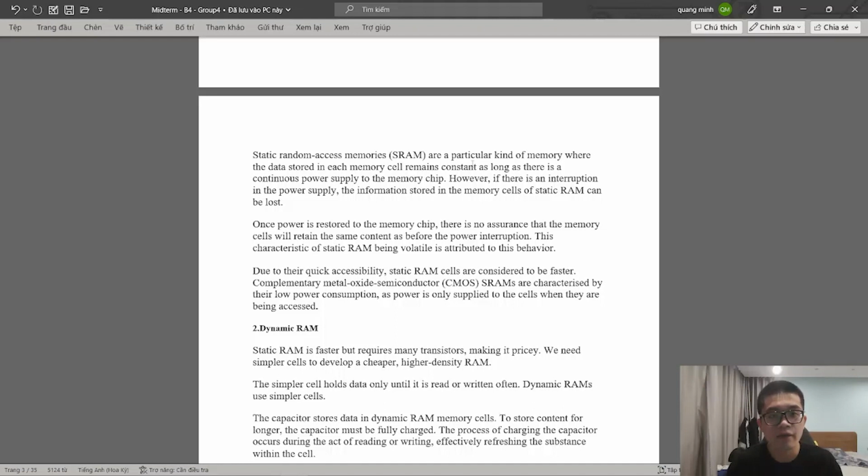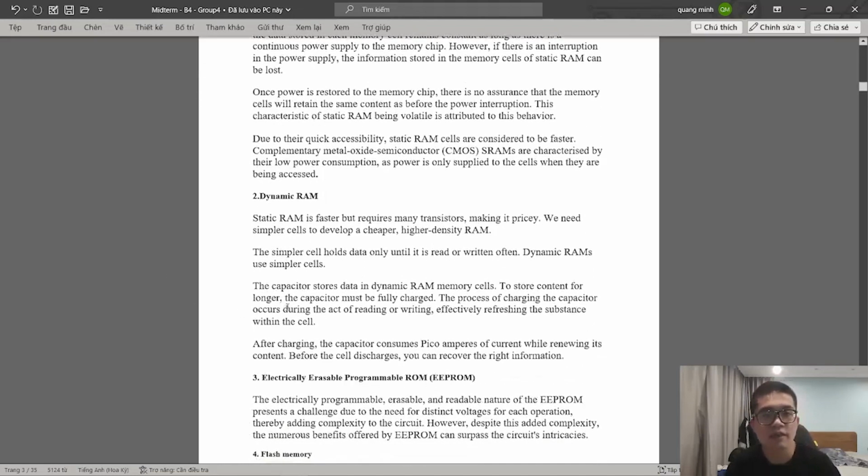Due to their quick accessibility, static RAM cells are considered to be faster. Complementary metal oxide semiconductor, or CMOS, SRAMs are characterized by their low power consumption, as power is only supplied to the cell when they are being accessed.